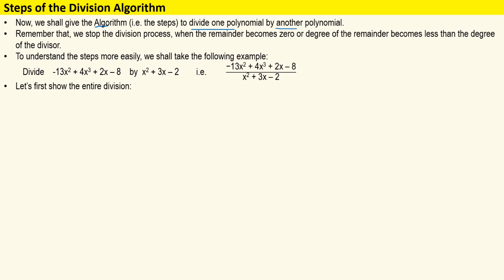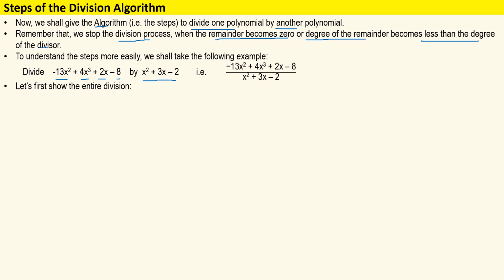So we shall be talking about the algorithm, that is, the steps to divide one polynomial by another polynomial. Remember that we stop the division process when the remainder becomes 0 or the degree of the remainder becomes less than the degree of the divisor. And to understand the steps, we shall take the example to divide minus 13x squared plus 4x cubed plus 2x minus 8 by x squared plus 3x minus 2.